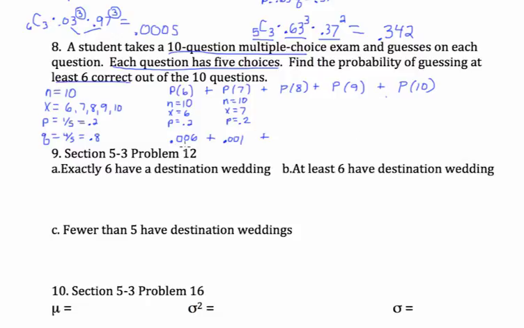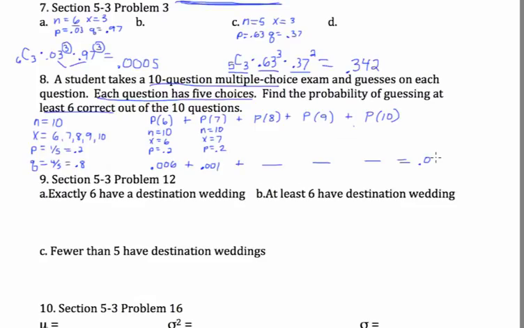In the back of the book, for x equals 6, I get 0.006. For x is 7, I get 0.001. For the rest of them, there's no value listed. That means it was too small to even count. So I add those up and I get 0.007. So the probability of guessing at least 6 correct questions, or 6 or more correct answers, is 0.007.